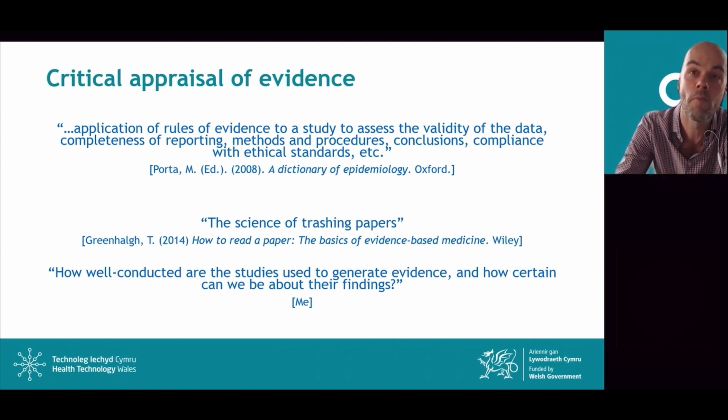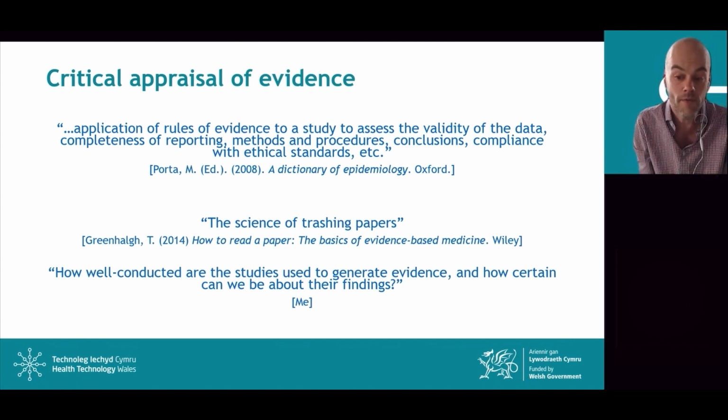I guess somewhere in the middle, my definition that I'd often use is we're trying to answer this question: how well conducted are the studies used to generate the evidence, and how certain can we be about their findings? Again, certainty is a word that I use to try and think about, well, if we did this study all over again, might we find a different result? Are there things here going on in the background? Are there types of bias or unintended consequences that might be hiding the true result?